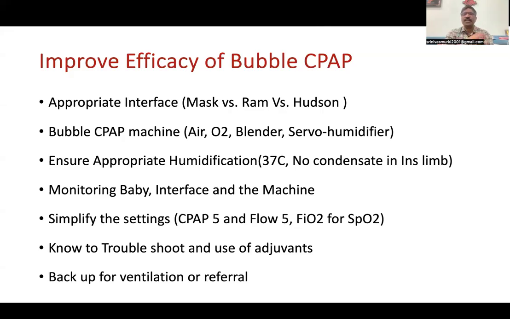Rule of 5 and 30% FiO2 for starting. If recessions are there, keep increasing the pressures. And if recessions are not there, hypoxia is there, keep increasing the FiO2. Maximum pressure 7, maximum FiO2 60%. And always know the troubleshooting and use of adjuvants like caffeine, feeding, and keeping the feeding tube above the level of the tummy. All these are very good practices to improve the efficacy of CPAP. And always have a backup ventilation, or you should be ready for referral if the baby fails CPAP.